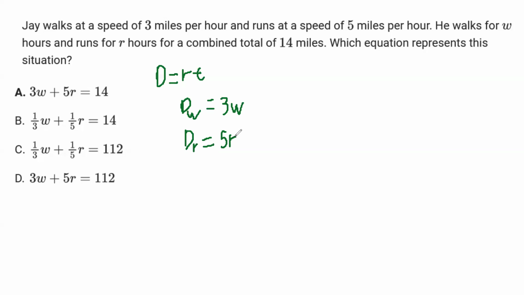But if you break it down like this, you see how naturally it just becomes 3W plus 5R gets you the total distance, right, which is 14 miles. And we don't need to know what they equal, right? We're just trying to find this equation.